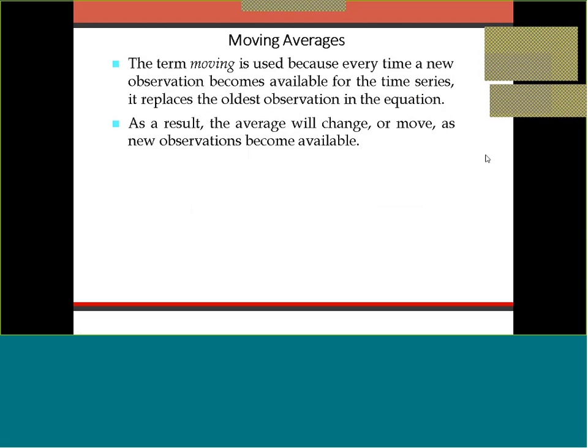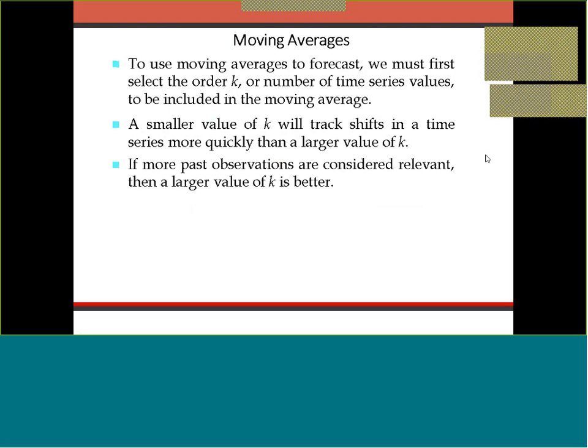Move as new observations become available. So whenever you are inserting new observations, the average is going to change. To use moving averages to forecast, we must first select the order k, or number of time series values, to be included in the moving average. Because we have to calculate the average of k recent values, we need to determine k.